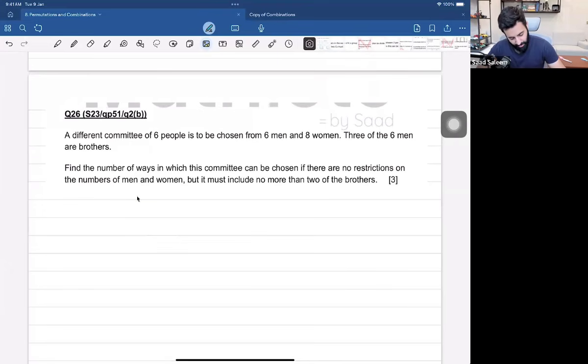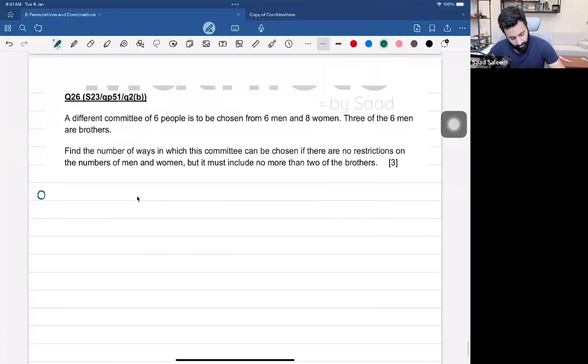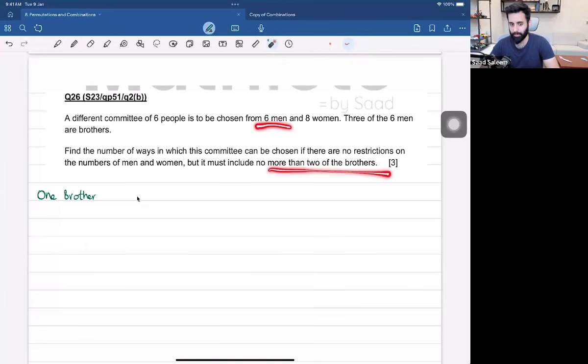Let's say that in this committee of the 3 brothers we just include 1. Okay, so I hope everyone understood the question. Among these 6 men, 3 are brothers. Okay, now we have to select such that no more than 2 of the 3 brothers are included. So one way to do that is if we select just the one brother.